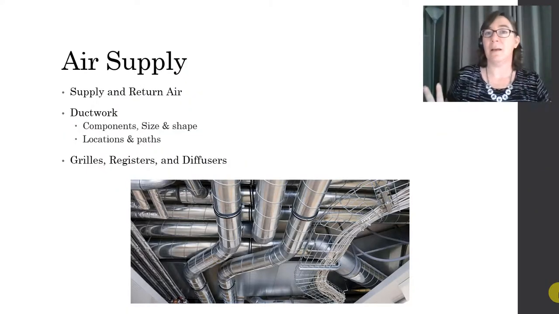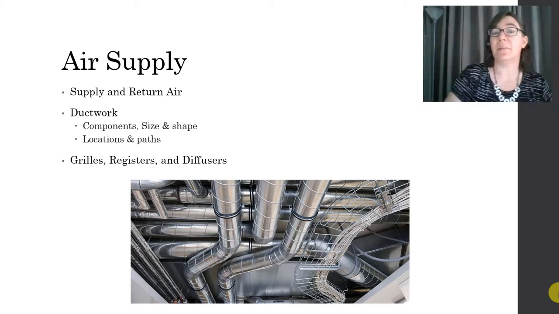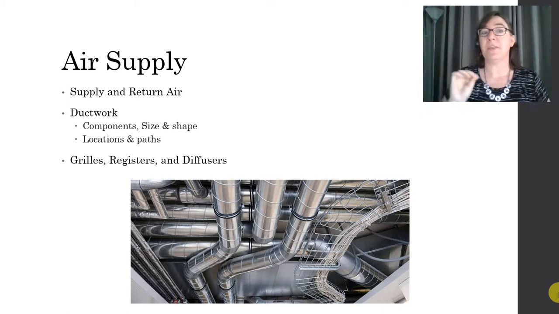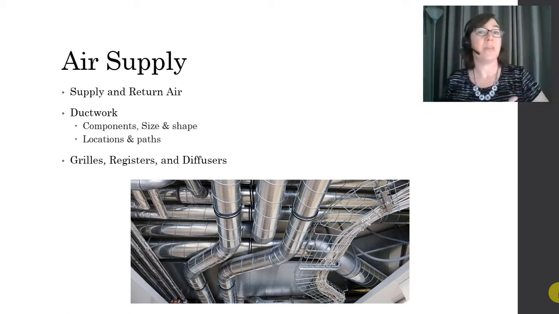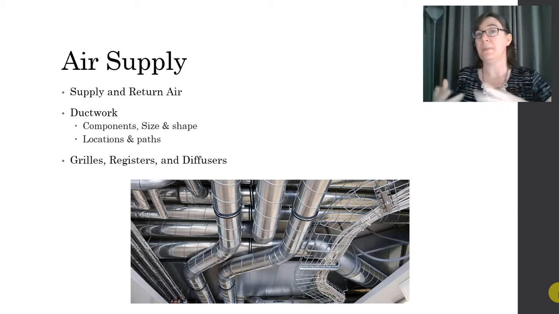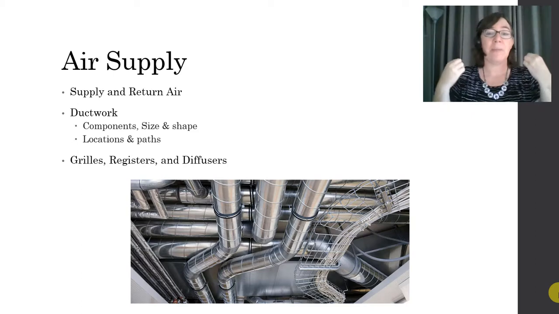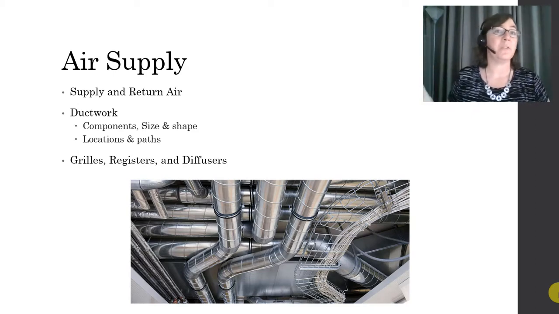First, we'll do a little vocabulary lesson. What is supply air and return air? What do those mean? Then we'll talk about the ductwork, the different types, sizes, shapes, where they should be located in your building and the different paths. And finally, how does that air get dispersed within the room? We'll talk about grills, registers, and diffusers.